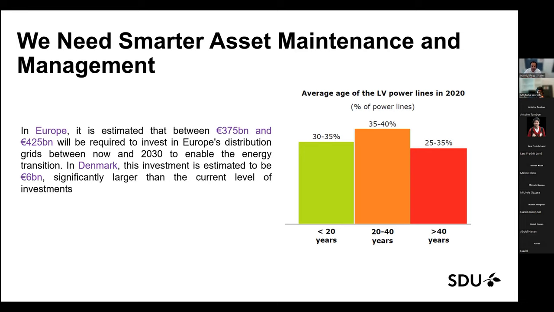In Europe, we have to invest around 375 billion euros in our grid if we really want to go green, only in the energy sector. And in Denmark, 6 billion euros, which is much larger than the current investment level. So a lot of investment is required, and we need to do this investment in a smart way, such that we minimize the cost and also maintain our security of supply in the grid.